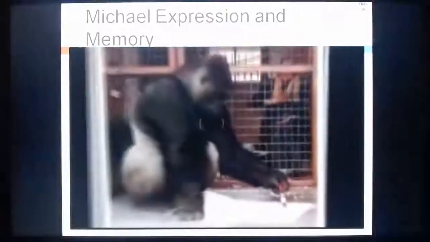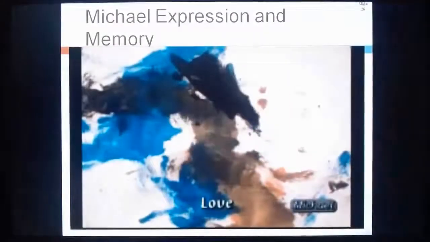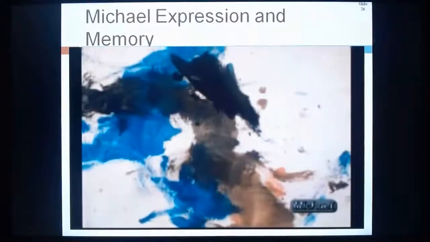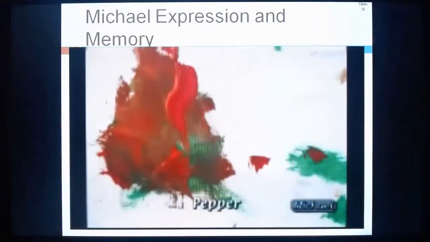Michael's art is very emotional. It's full of color, it fills up the page, it has a lot of activity, a lot of action. Michael's paintings are often about how he feels. He paints his emotions with intensity, and his still lifes with surprising finesse.